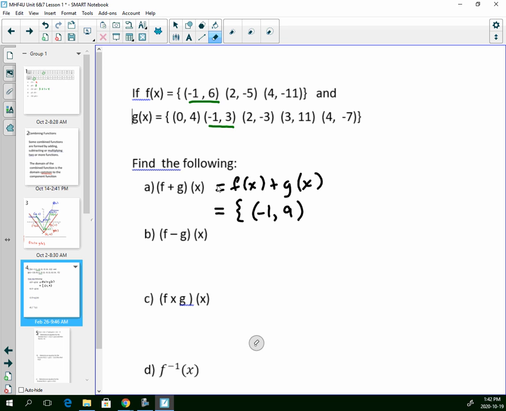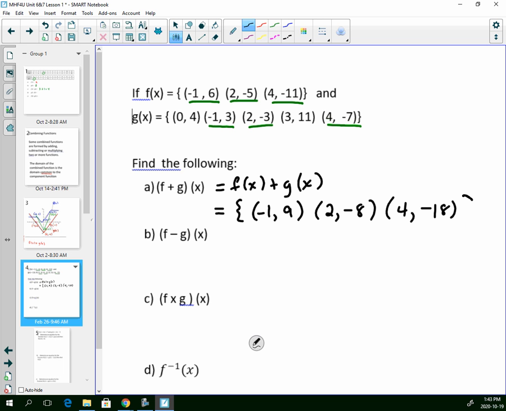And then I'm going to look for another point. The next point is 2. Is there a point in g of x that starts with 2? Yes, there is. So I can add those 2 points. When x is 2, I add negative 5 and negative 3, and I get negative 8. Then the next point starts with a 4. Is there a 4? Yes, there is. So when x is 4, y is negative 18. You'll notice that I'm not using 3, 11 because there is no point in f of x that starts with a 3. So I can't add that point with any point in the other set.